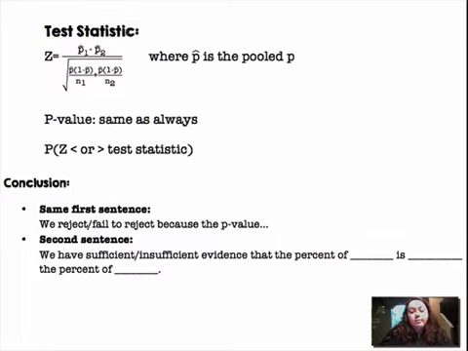And then remember, if it's a two-sided test, if it's a not equal to, you have to do 2 times the probability that z is greater than the absolute value of your test statistic.